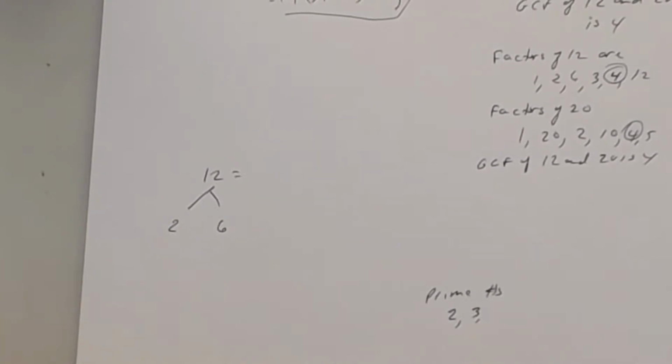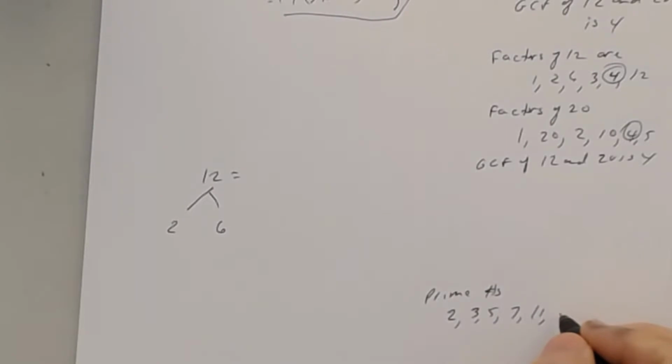3 is a prime number. Remember, prime numbers are numbers whose only factors, remember the word factor? Whose only factors are 1 and itself. 5 is a prime number because the only factors of 5 are 1 and 5, right? What's the next one? 7. Next one. Nope. 9 is not a prime number because 3 goes into 9. 11. Next one. 13. Next one. 17. 19. 19's prime. 23 and so on. They're an infinite number. Okay? So those are your prime numbers.